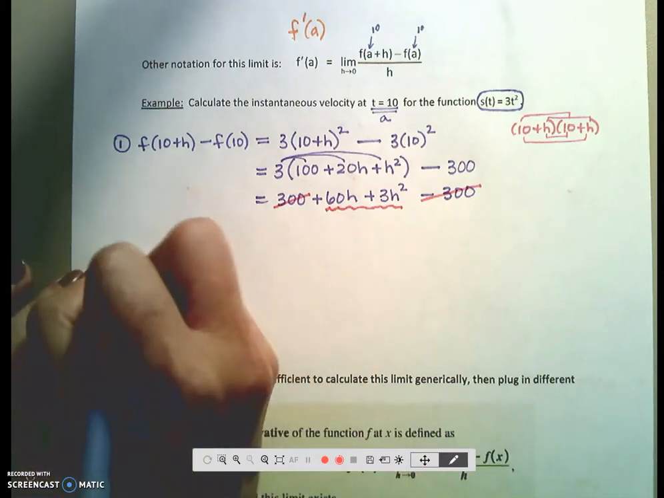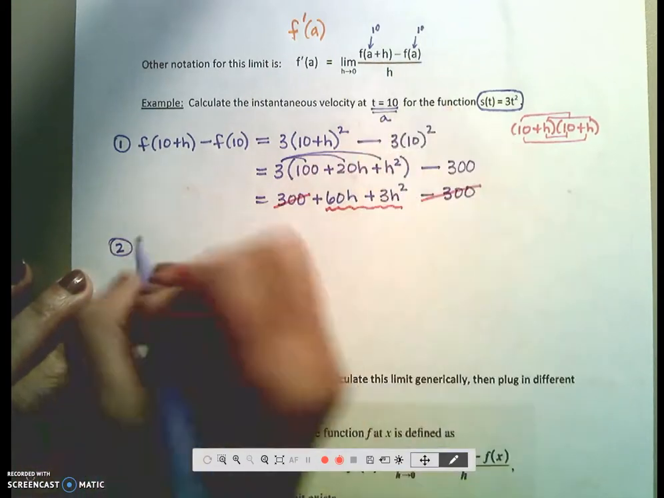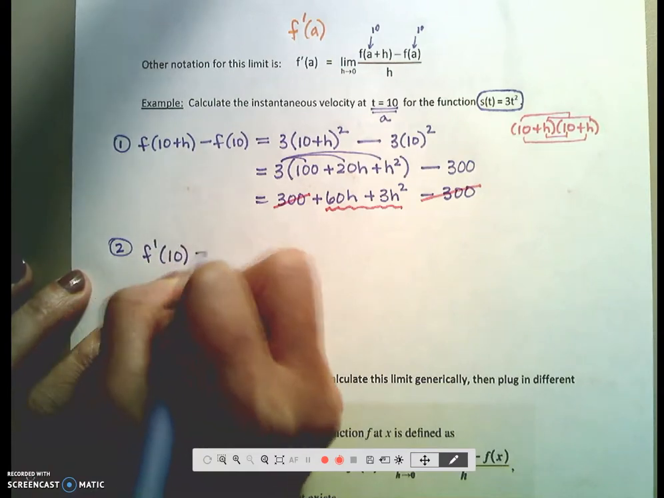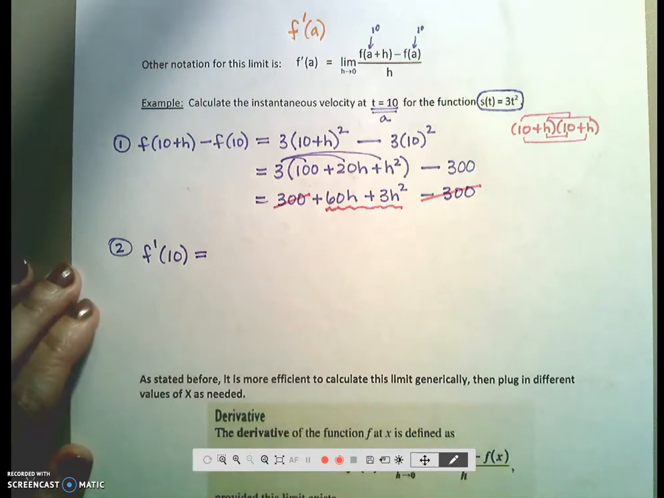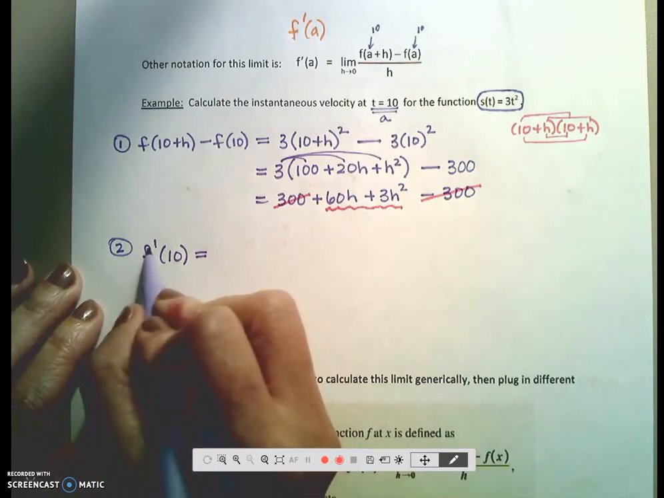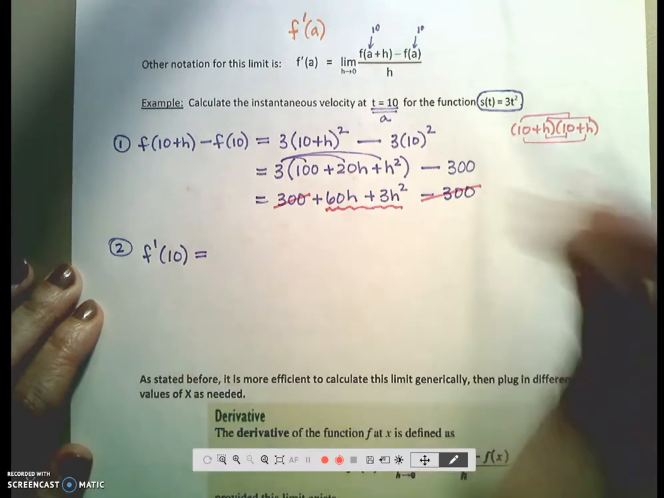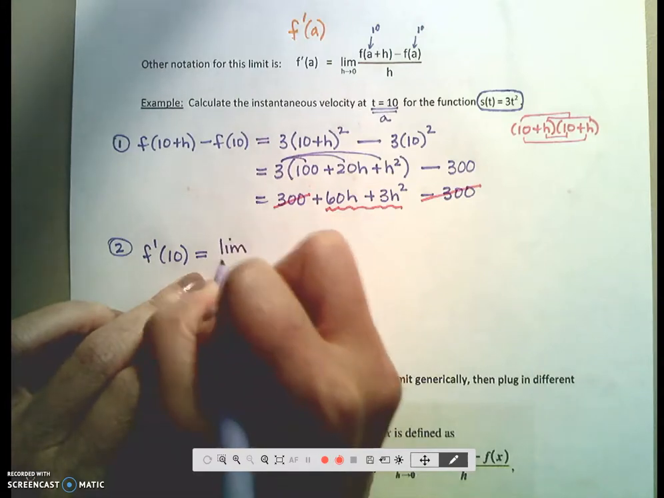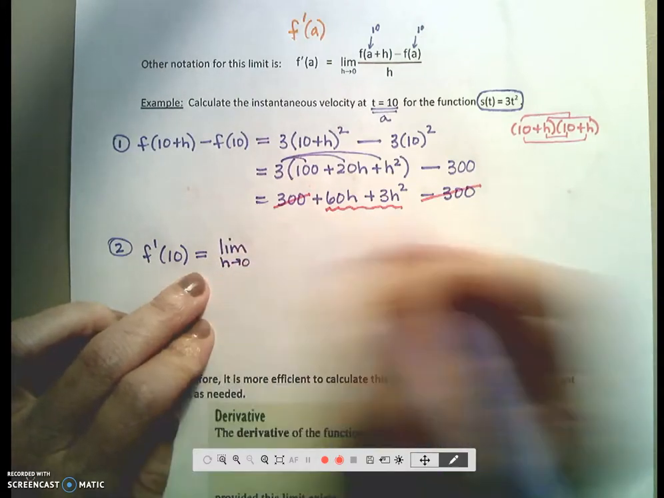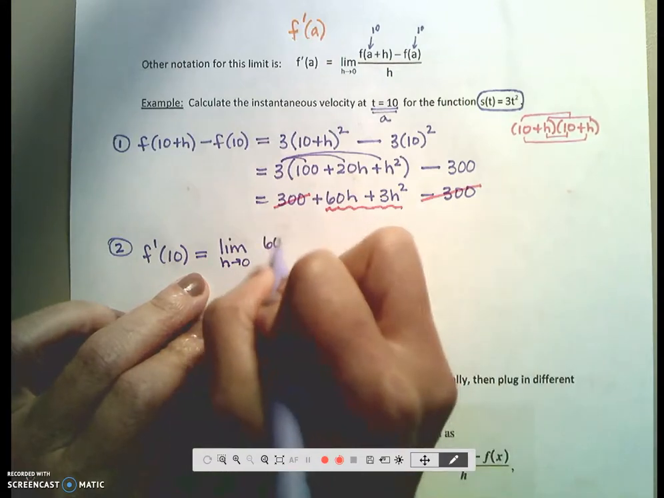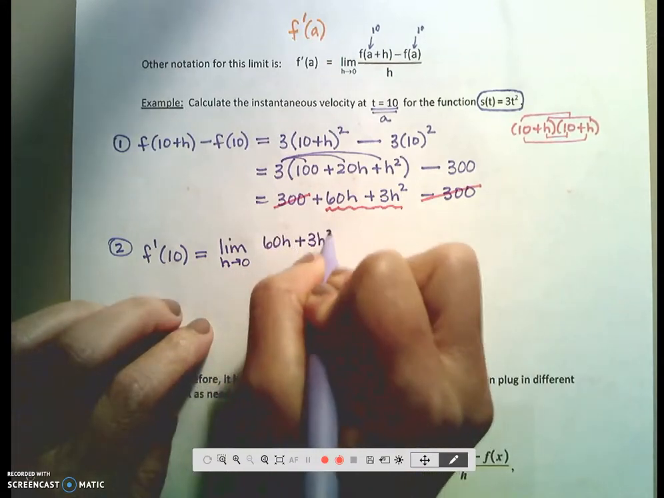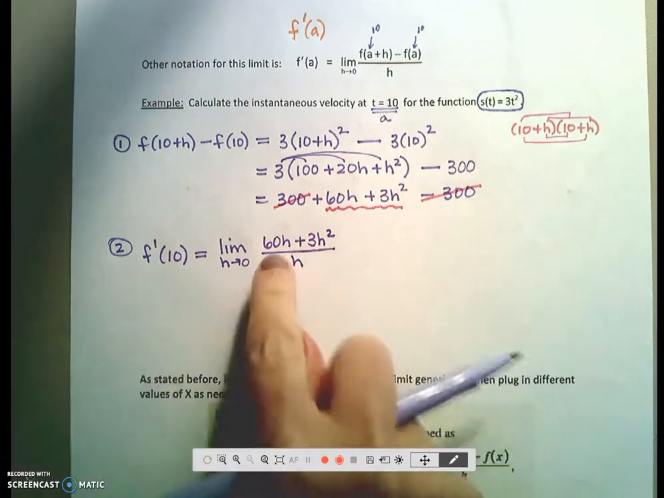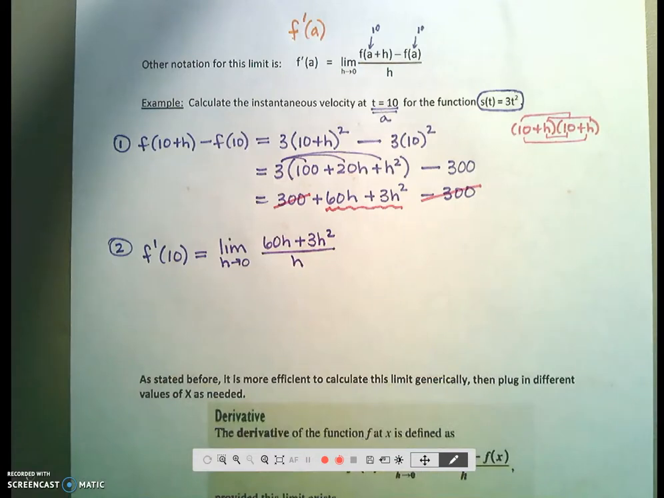So now that we've simplified the top, I'm going to put it all together. I'm going to say the derivative at 10, or the instantaneous velocity at 10. Again, I probably should use the letter s, but I'll leave it as a function. It is the limit as h goes to 0 of what we're left with, 60h plus 3h squared, all divided by h. And then that just became a problem like what I taught you how to do before.